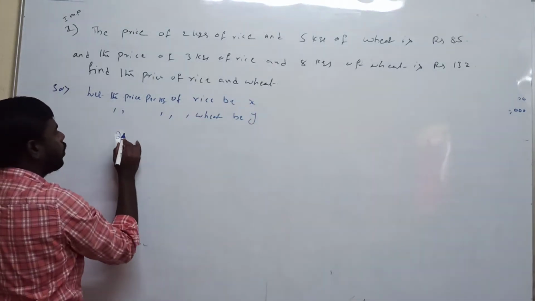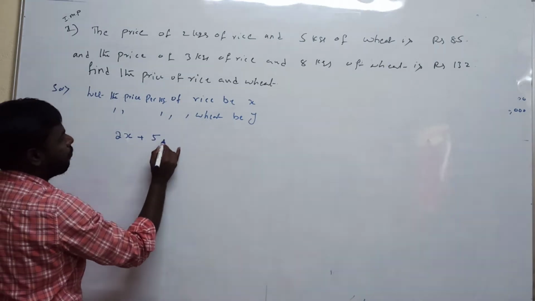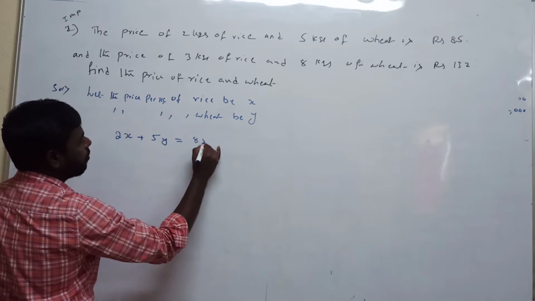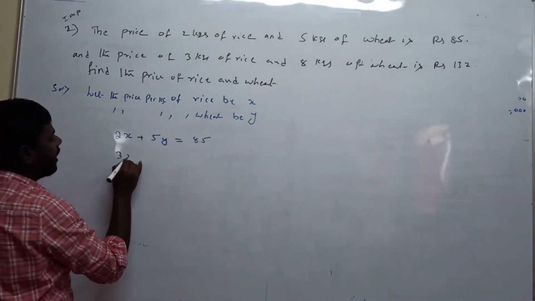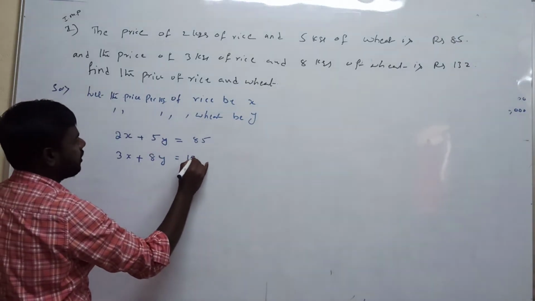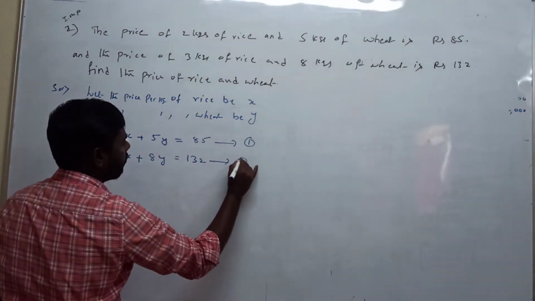We are assuming x. 2 kgs of rice at x plus 5 kgs of wheat, the sum of the total rice and wheat is given as 85 rupees. Second one, the price of 3 kgs of rice and 8 kgs of wheat is given as 132. Consider this equation number 1, and this equation number 2.